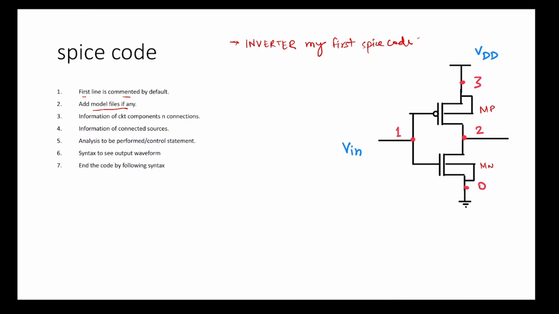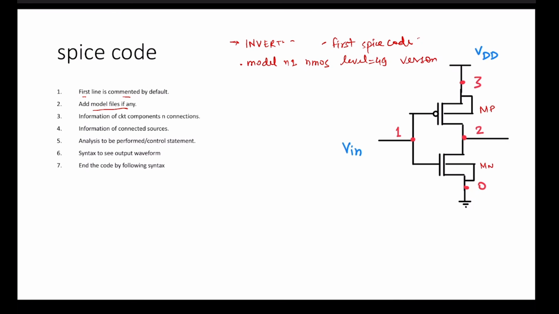So the similar thing we will write as the model. After that N1. Okay. Then NMOS, I'm writing NMOS. After that level 49 and version. So this is when we are not including any file. We don't have any file. So we are writing like this. And after that for PMOS, I'm writing model P1 PMOS, same level 49 version 3.3.0.